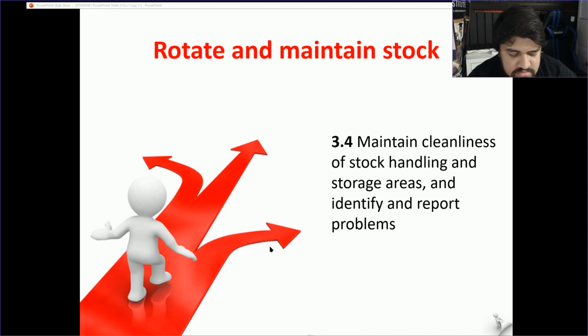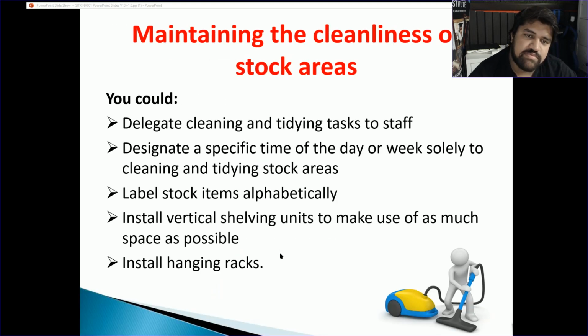Customers, they want a clean location to come to. They don't want somewhere it's sticky or grimy or there's rats and cockroaches running around. They want somewhere that they can come day to day and expect the same level of hygiene that they would expect at home. You know what I mean? Okay, so maintain cleanliness of stock, handling and storage areas, and identify and report problems.